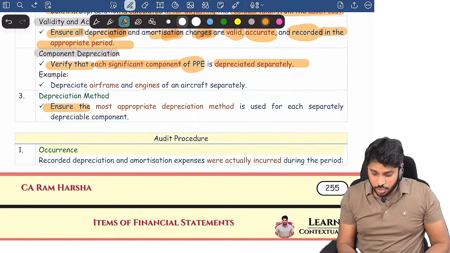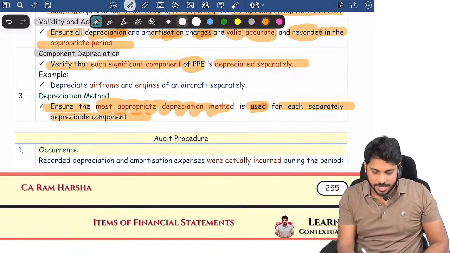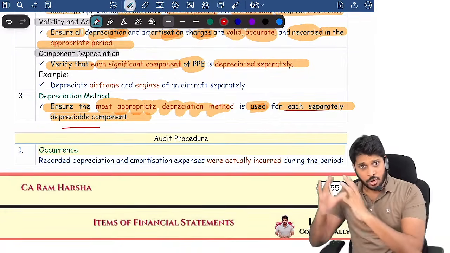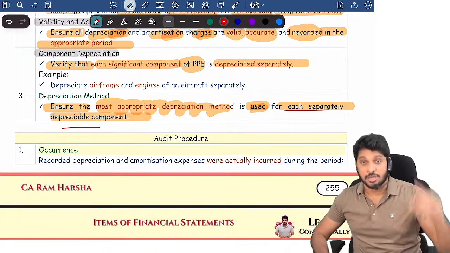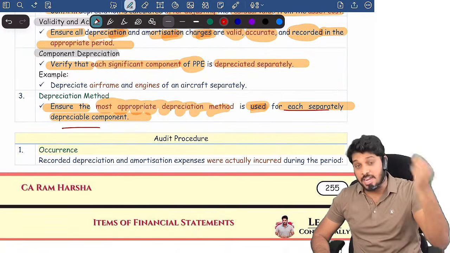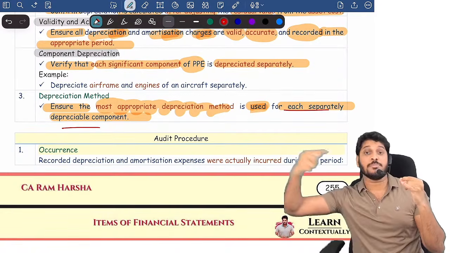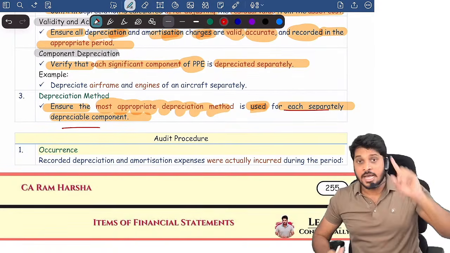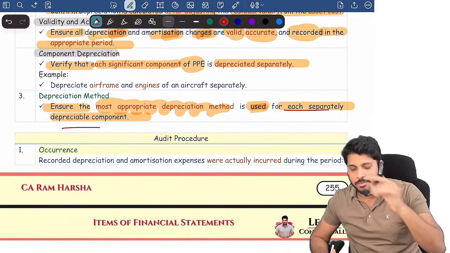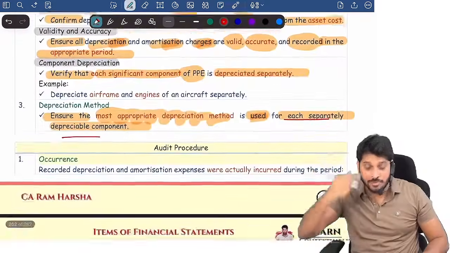Further, ensure the most appropriate depreciation method is used for each separate depreciable component. Correct, right? Furniture, we take 10 years, straight line method. Building, straight line method. Plant and machinery, WDV. Again, within plant and machinery, some spares and important components will be there, and those might be depreciated by the SLM method. Depending upon how the asset is being consumed by the entity, the method of depreciation accounting will vary. That's it, guys. Depreciation, key attributes to be verified, is over.